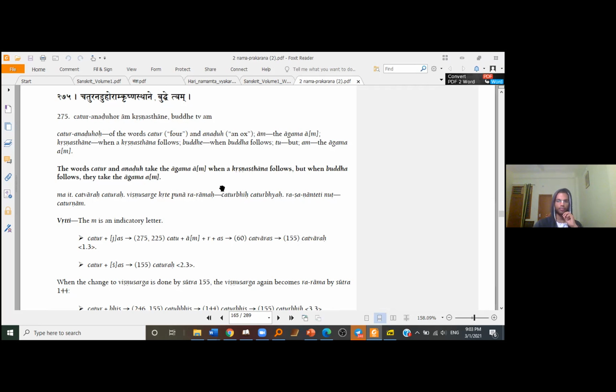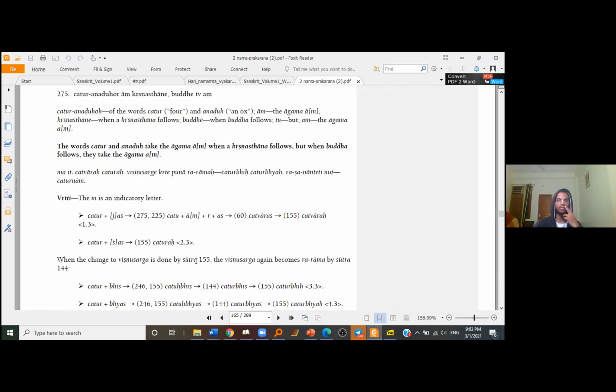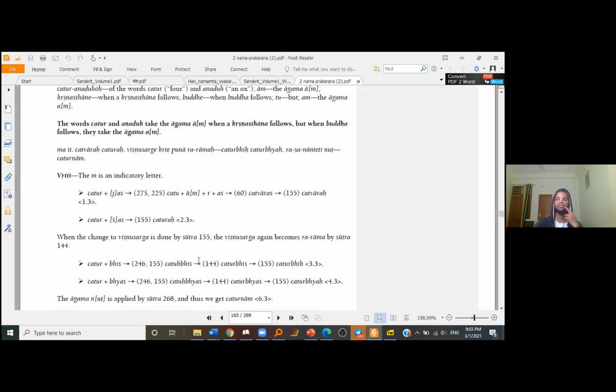Yes, Chatvara. Then Chaturyukta Shas, it's Chaturaha. What is 155? Sararamaya Vishnu Sarga Vishnu Padanta. So it's Chaturaha. So when the change to Vishnu Sarga is done by Sutra 155, the Vishnu Sarga again becomes Rama by Sutra 144. Anyone?